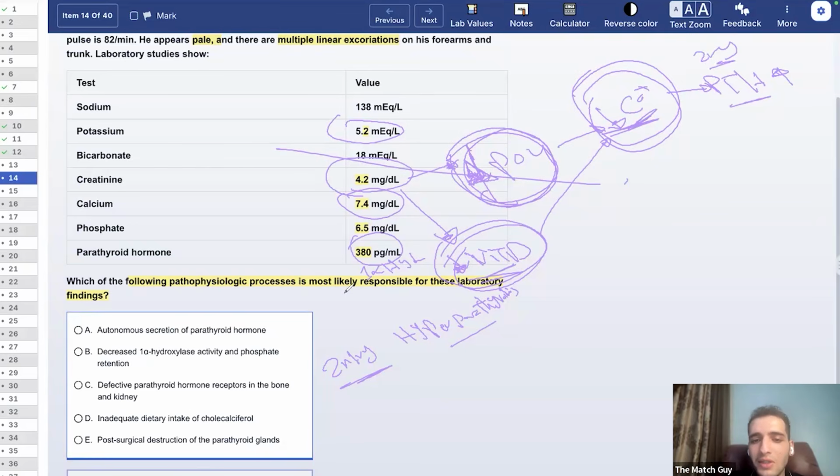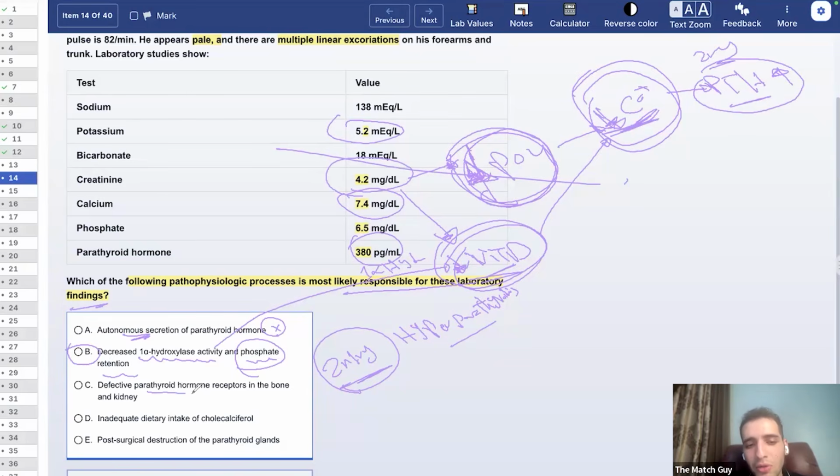So what's the most likely responsible for this patient's laboratory? Is it autonomous secretion? No, and I will tell you why. It's not autonomous secretion. This person just has too much parathyroid hormone, but his calcium level is still low. That's called secondary, and it doesn't happen from autonomous secretion. Autonomous secretion means hyperplasia. Is it decreased 1 alpha hydroxylase activity and phosphate retention? Probably. We said it happens from decreased vitamin D because you don't have the enzymes that activate it, and from phosphate retention because you can't secrete it. So let's put B here.